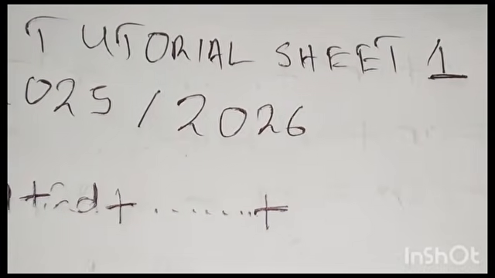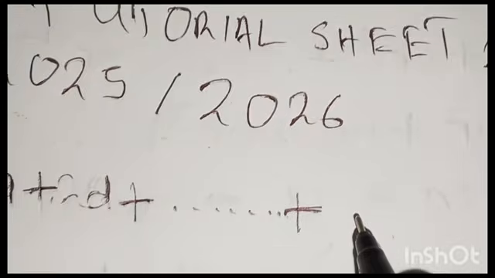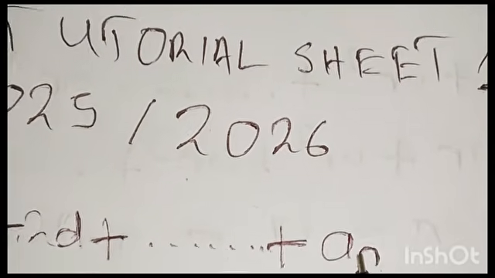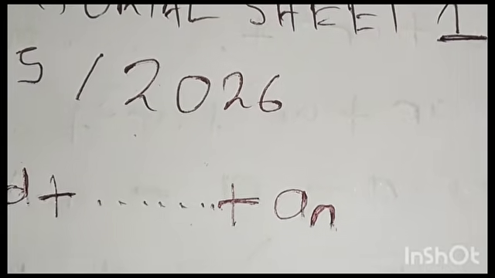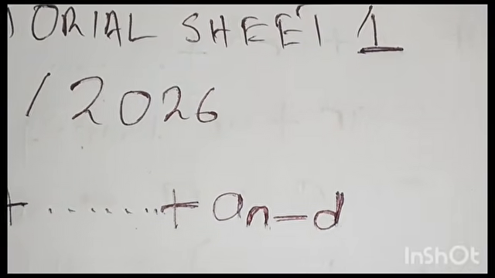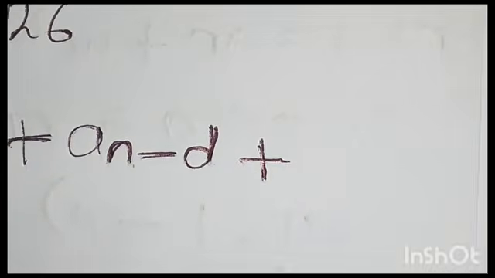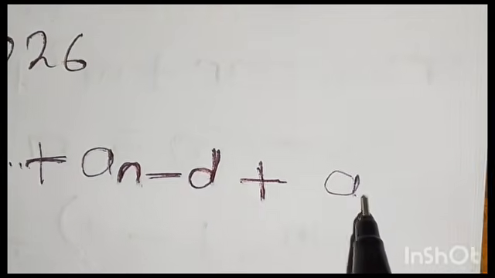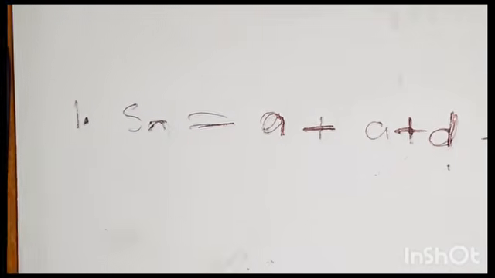Then let's look at the last two terms. The last term of an AP is given by An. To find the second from last, you have An minus what? Minus the common difference. Then plus the first term, which is A, and this is the last term in the sum. So this is the sum of an AP.